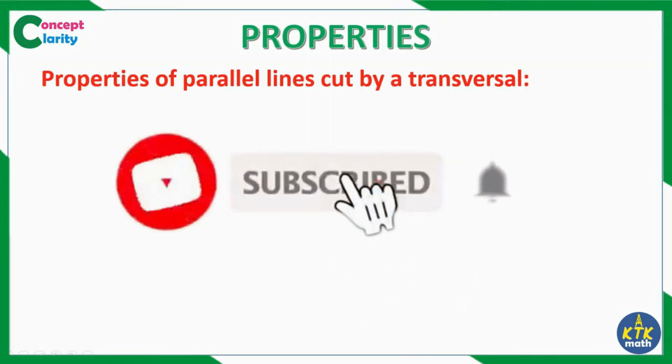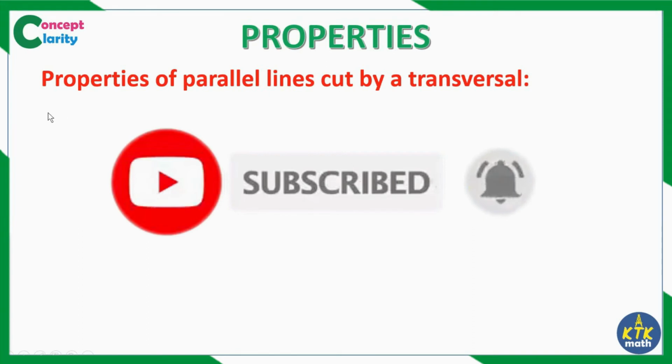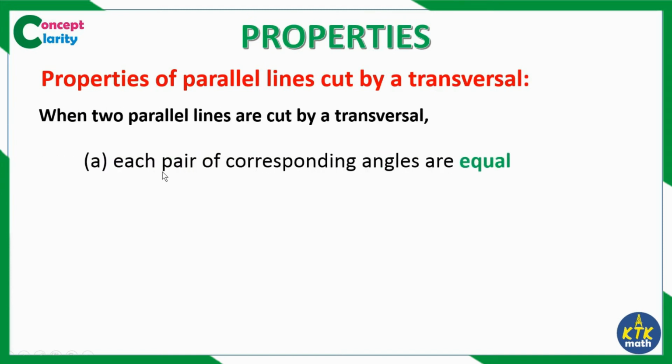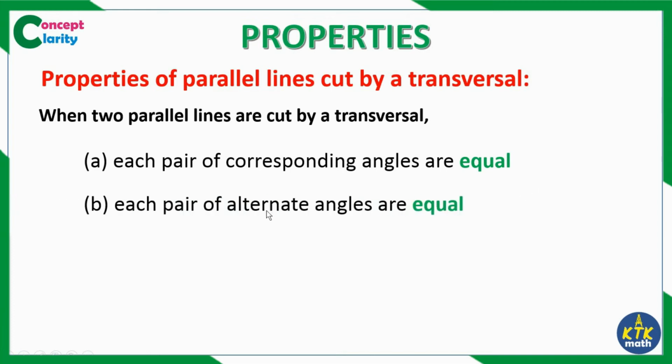What is the property we apply when a transversal cuts parallel lines? It is a very important one: properties of parallel lines cut by a transversal. The first property is that each pair of corresponding angles is equal. Whenever a transversal passes through parallel lines, corresponding angles will be equal. Then each pair of alternate angles is equal. Whether it is alternate interior or alternate exterior, they are going to be equal. So in the first 2 points, corresponding angles are equal and alternate angles are equal.